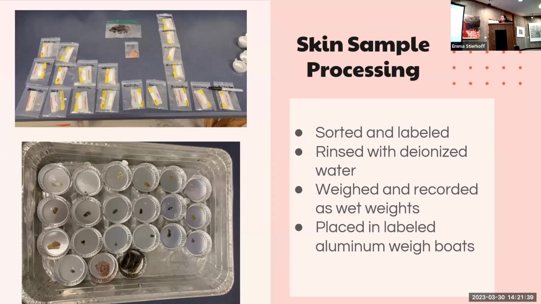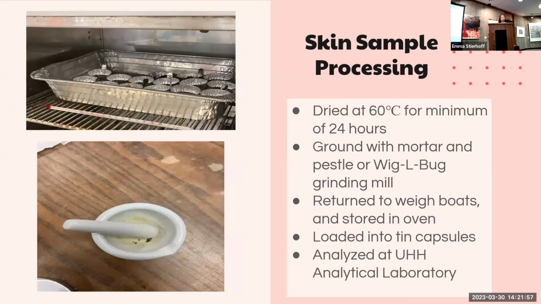After I retrieved the skin samples, I first started by sorting and labeling them based on the location where they stranded before rinsing them with deionized water. I then recorded the weights, which I referred to as wet weights, before they were placed in aluminum weigh boats and then dried in the oven. These samples were dried at 60 degrees Celsius for a minimum of 24 hours before I began to process them.